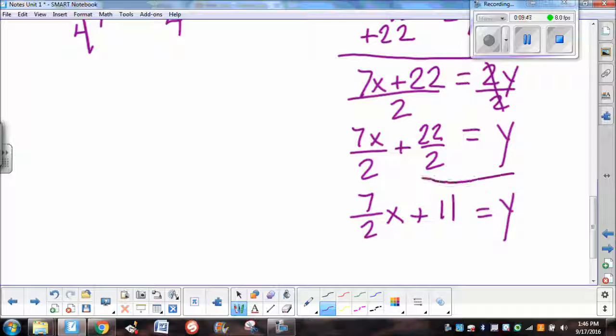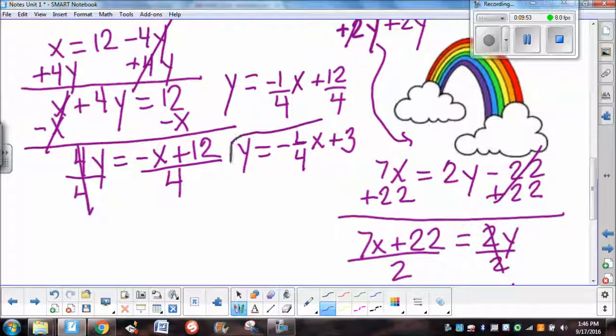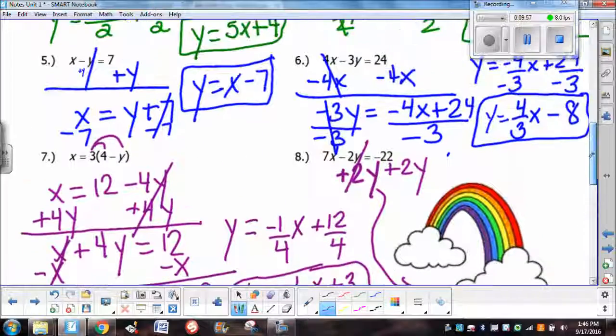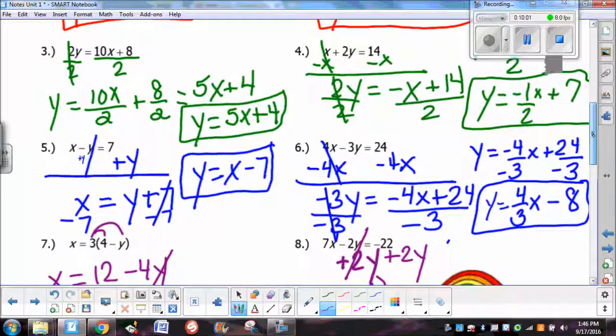So y is all by itself and positive. Circle this one or put a box around that one that we finished. So we're going to spend an awful lot of time isolating for y because that's going to help us in our next unit when we go to graph these lines.